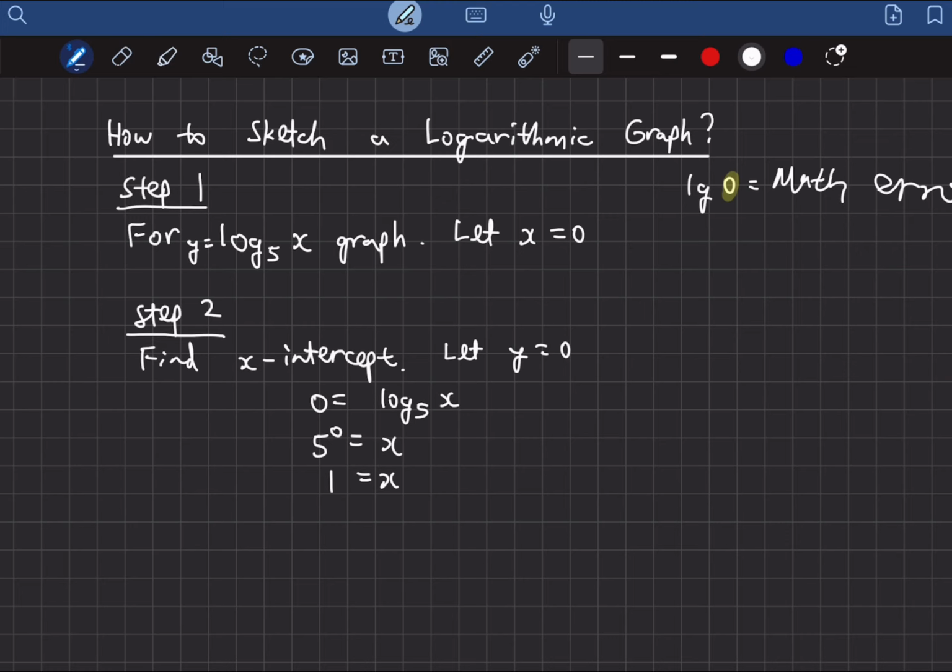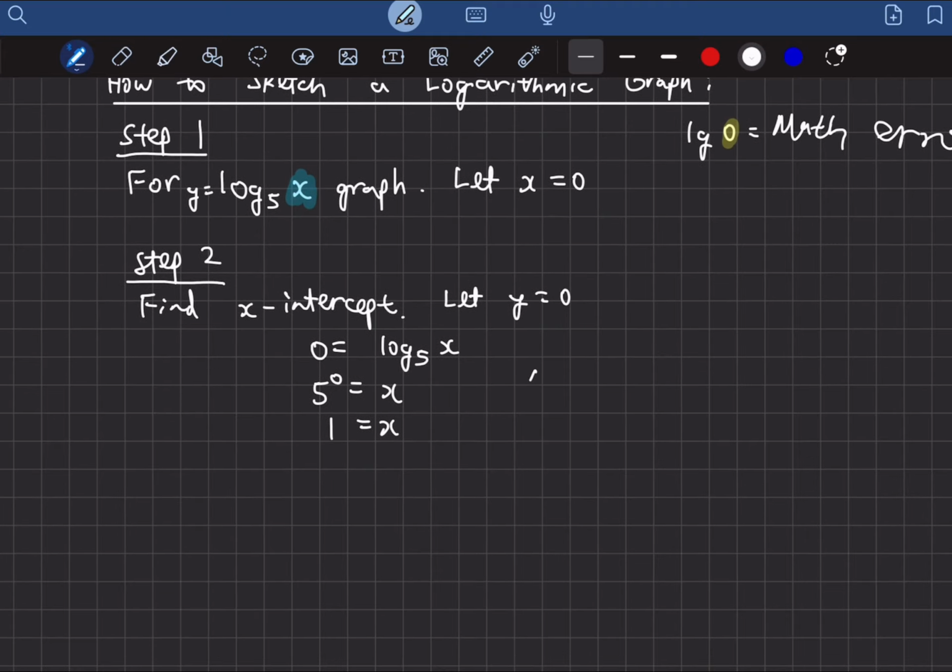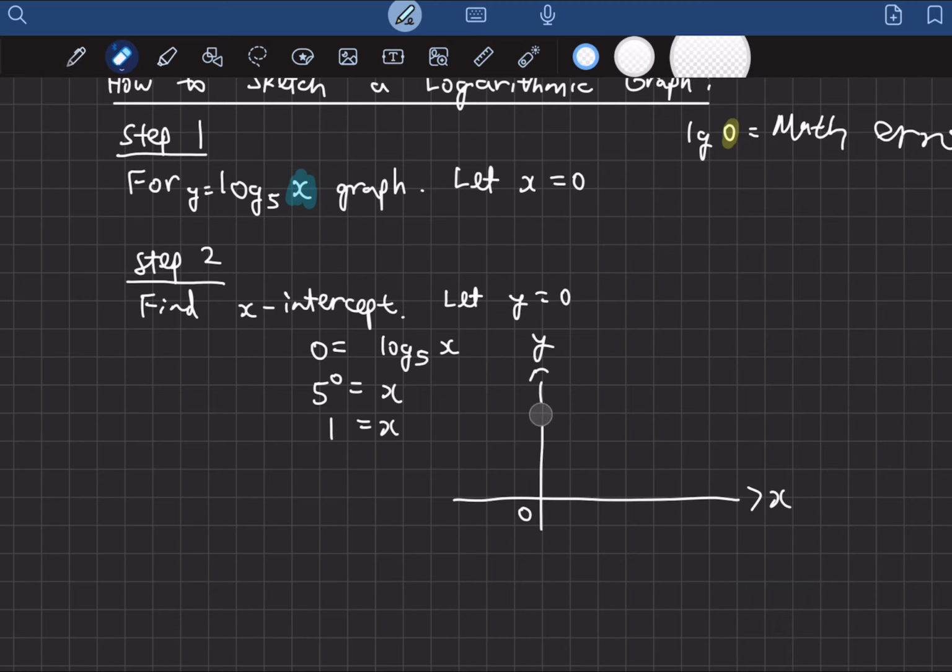Why? Because if this portion is 0, my graph will be undefined. So over here let's draw a simple one. A graph, x, y. So let x equals 0. x equals 0 is actually this line. Which means that the y-axis needs to be dotted. Then we know that the log graph that we are going to sketch will not intercept the y-axis. You only approach it.